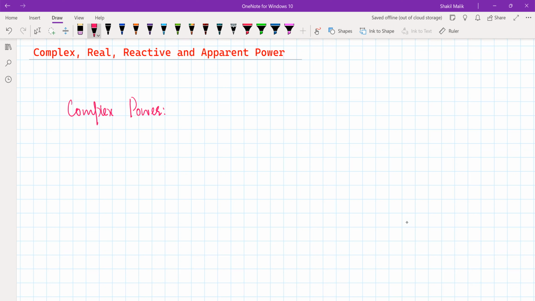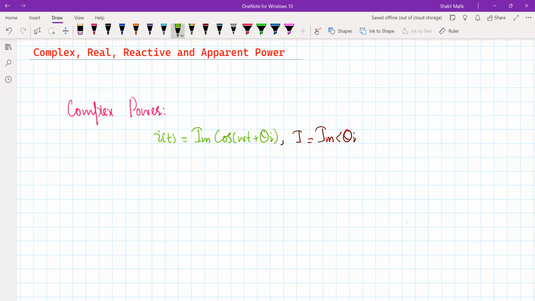Suppose the current with respect to time is defined like this: i(t) = Im cos(omega t + theta I), where Im is the amplitude of this current, omega is the frequency, and theta is the phase. From this we can write the current phasor I is equal to Im at an angle of theta I. This is how we define a phasor of a sinusoid.